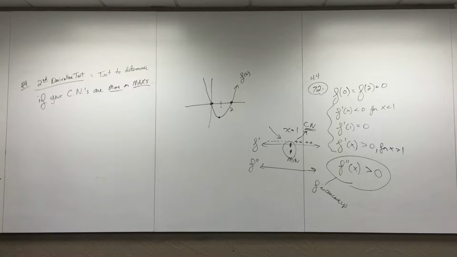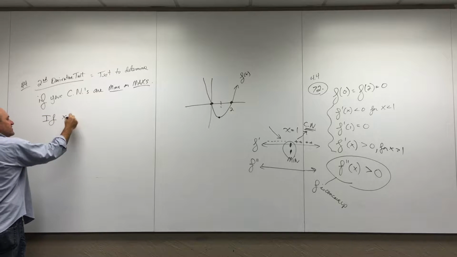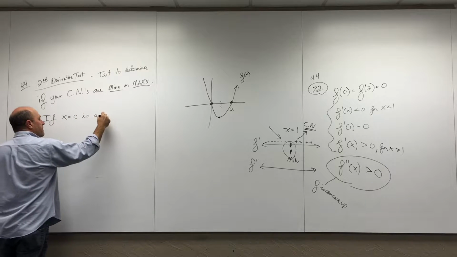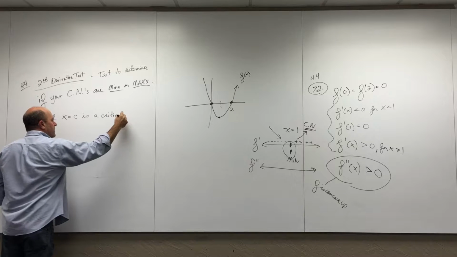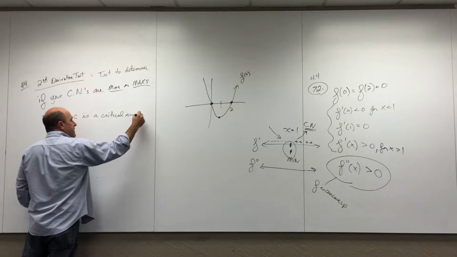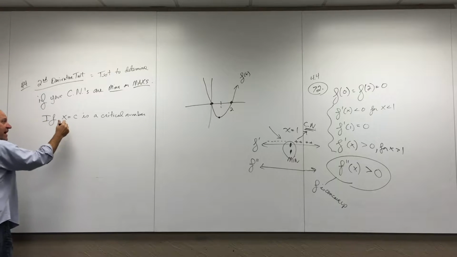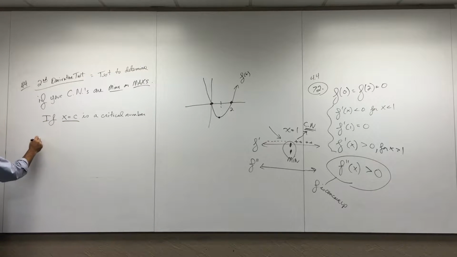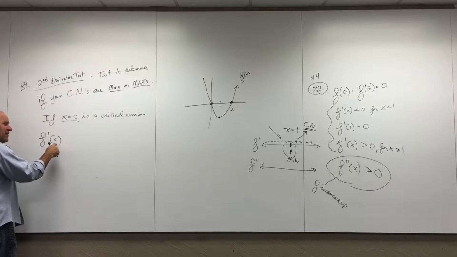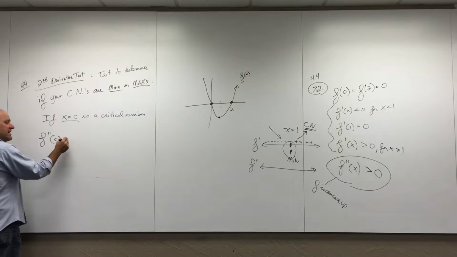Here's what it is. It says if x equals c is a critical number, and we know what that means. It means we used our first derivative, we set it equal to 0, and we got our critical numbers. If we find a critical number, then here's what we do. We take that critical number and plug it into the second derivative.